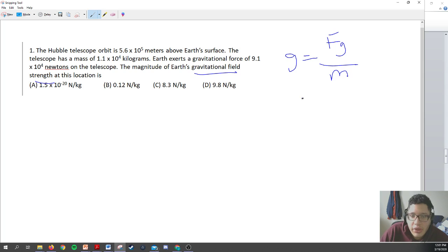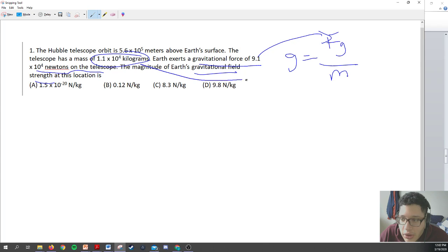It also tells you that Earth exerts a gravitational force of 9.1 times 10 to the 4th newtons on the telescope. So we know that we have the value of Fg already. And finally, we know the mass of the telescope is given to us right here. So that's going to go right down here. So the formula we're going to use, g, because that's what we're solving for, is equal to 9.1 times 10 to the 4th.